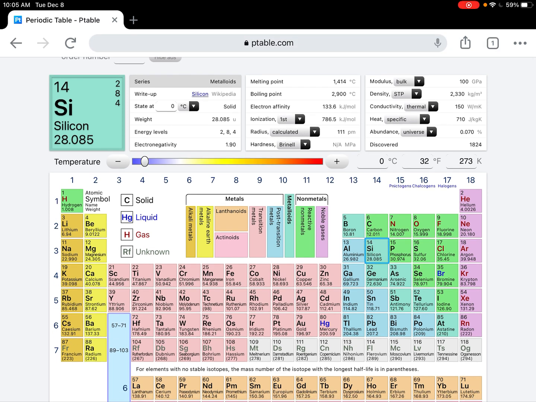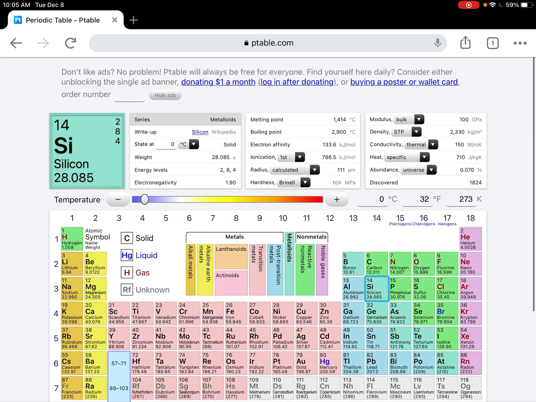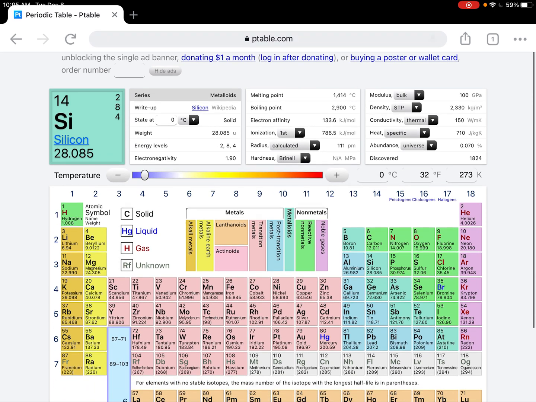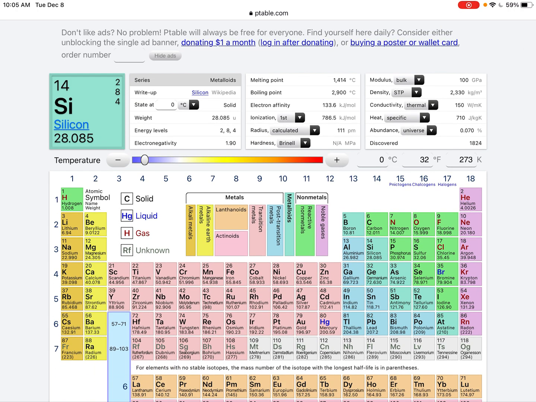So for example, silicon, which I have highlighted here, has an atomic number of 14. It's the top left-hand corner on this periodic table. And the mass number here is 28.085. Now you're probably wondering, why does it have decimals? And you'll notice that that's true for all of them. So zinc has an atomic number of 30, but a mass number of 65.38.